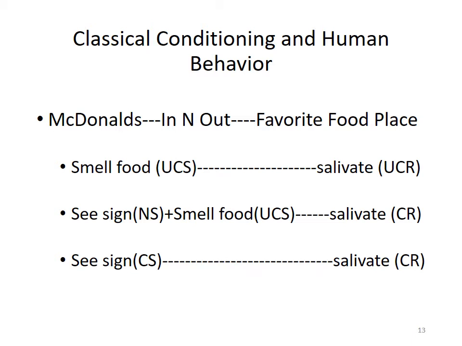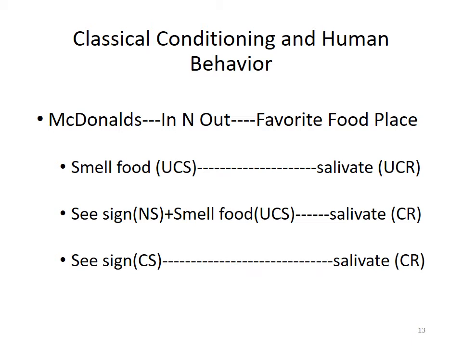So, what can happen in this type of situation is that we have an unconditioned stimulus, which would be the smell of the food, and an unconditioned response, which would be starting to drool or salivate in response to the food. Our neutral stimulus would start off being the sign. The sign would start off as neutral; it would not automatically make us drool to start with.